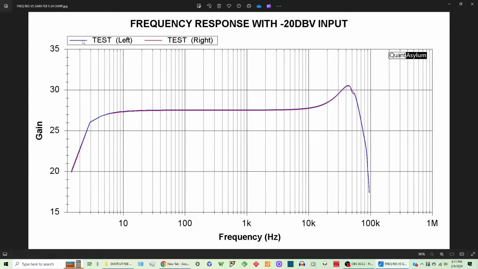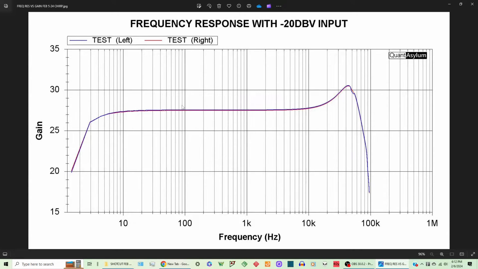You have the left channel and right channel, and if you look carefully, you can see these channels are right on top of one another. The gain is just about the same. You can see a little change there. The left channel and the right channel have diverged a little bit. All in all, this is pretty good. Again, we're talking $30 here.